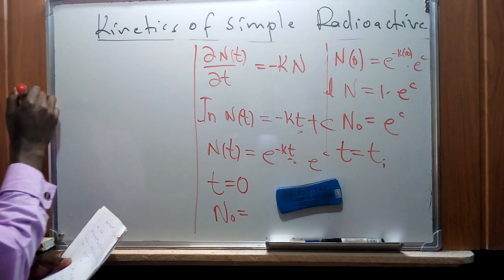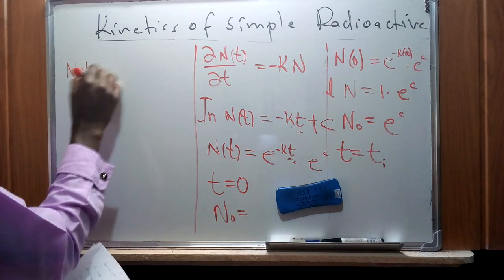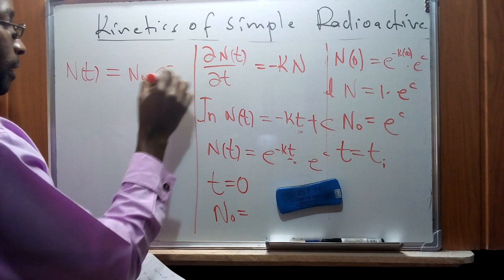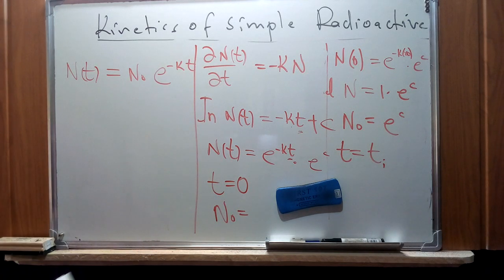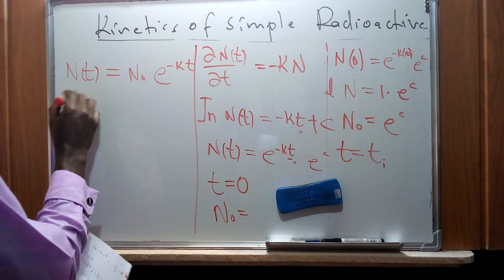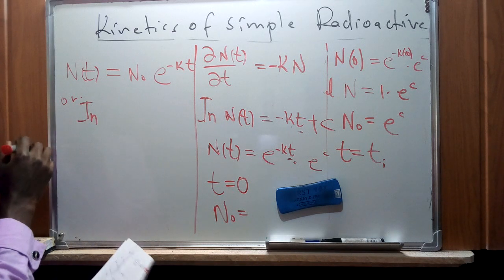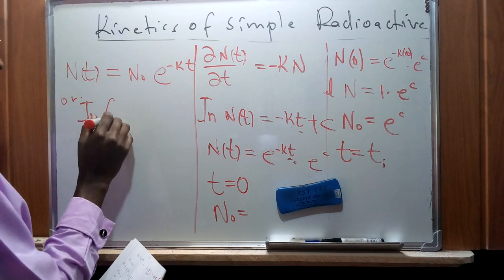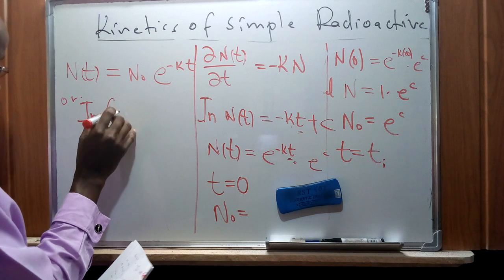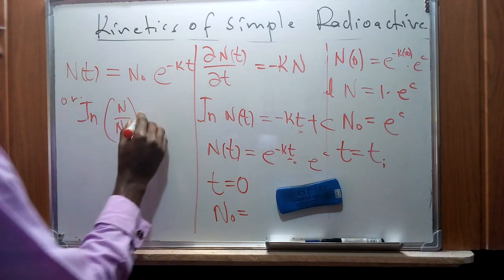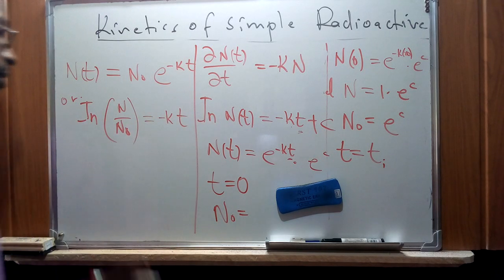as N t equals N naught e^(-kt). You can also rewrite this equation in terms of natural logarithms. We can write it and say that this is equivalent to N over N naught, which is going to give us the product of a constant at that time.